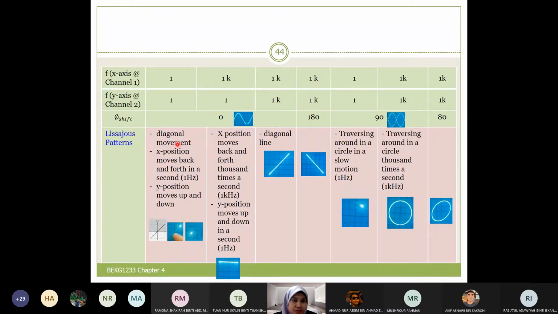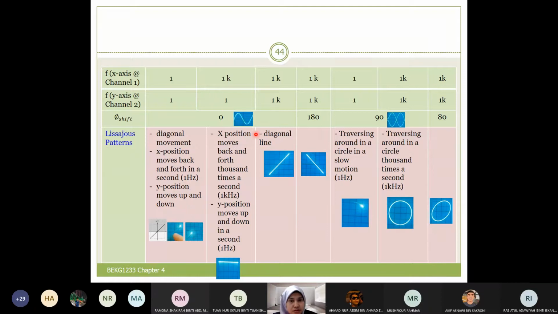The x position moves back and forth in a second. The x position is 1 Hz, meaning that in 1 second it will move back and forth. The y position as well, 1 Hz, so it will move up and down in 1 second.